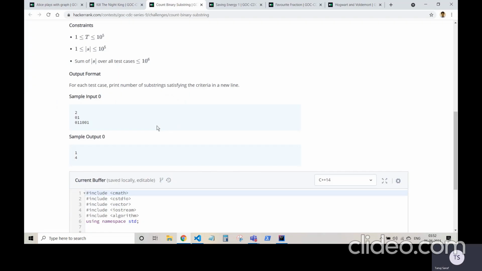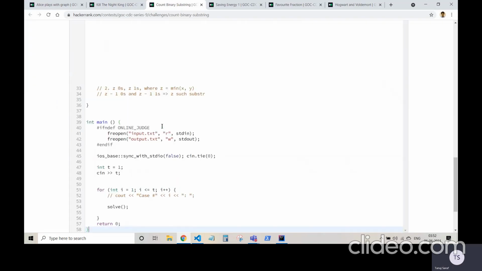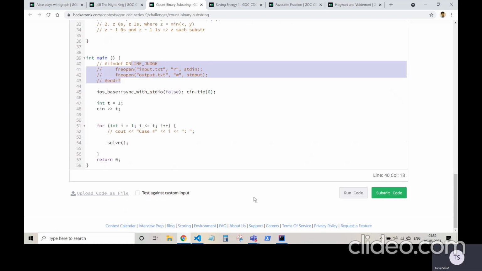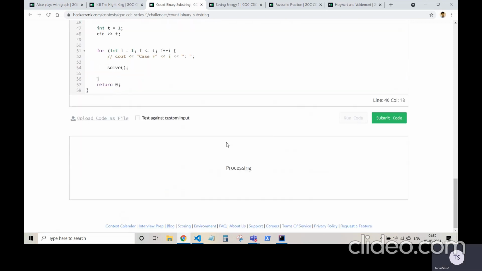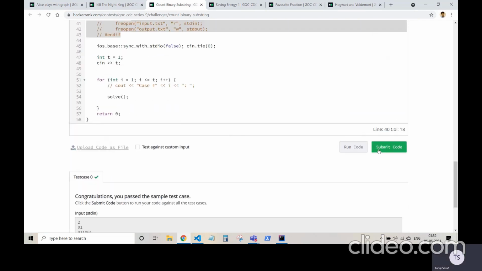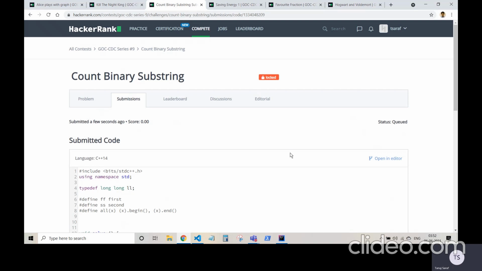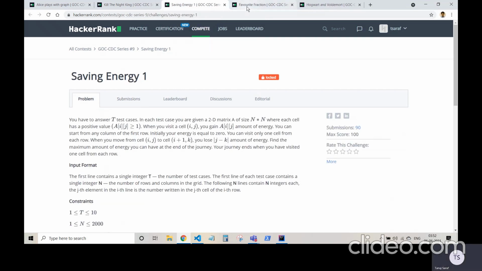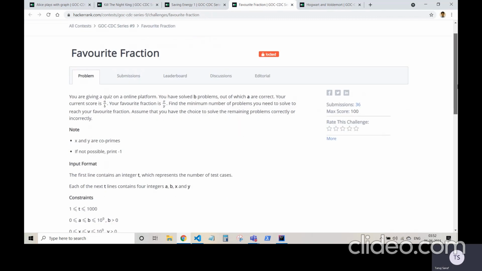Let's run it and check if we have written the correct code. I'll be commenting out this part because this does not work on HackerRank. So we can see that we have passed the sample test cases, and let's submit it. Okay, so we are done with this question, Count Binary Substrings. I hope the solution to this is clear. It was a fairly easy question. Now let's move on to the next easier problem, that is Favorite Fraction.